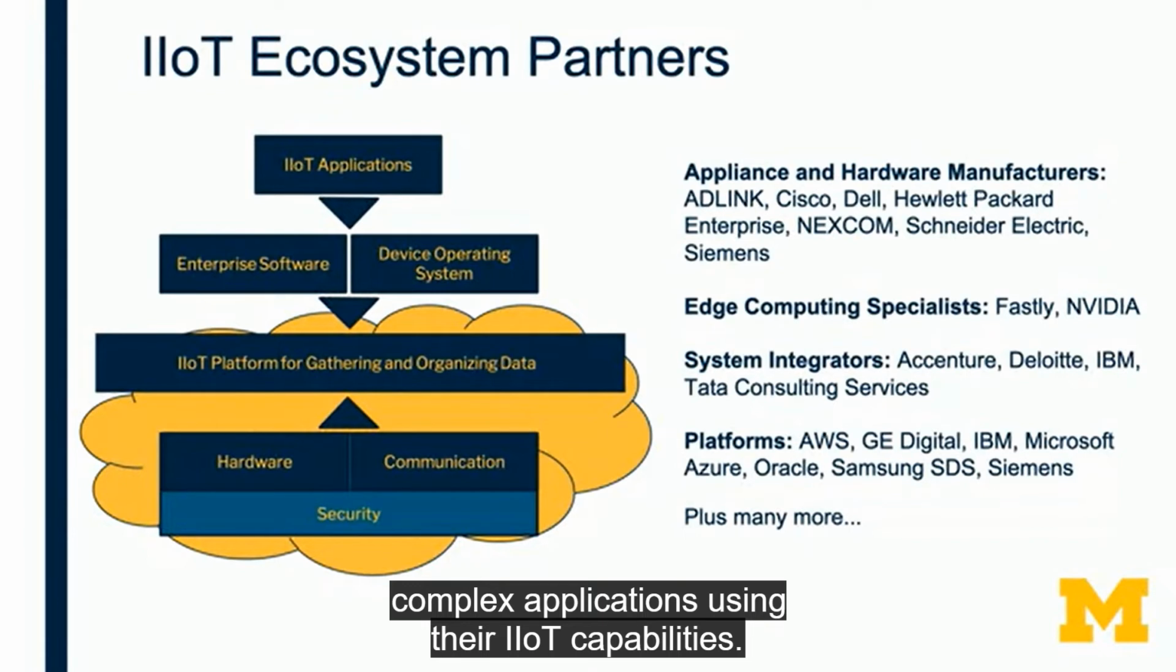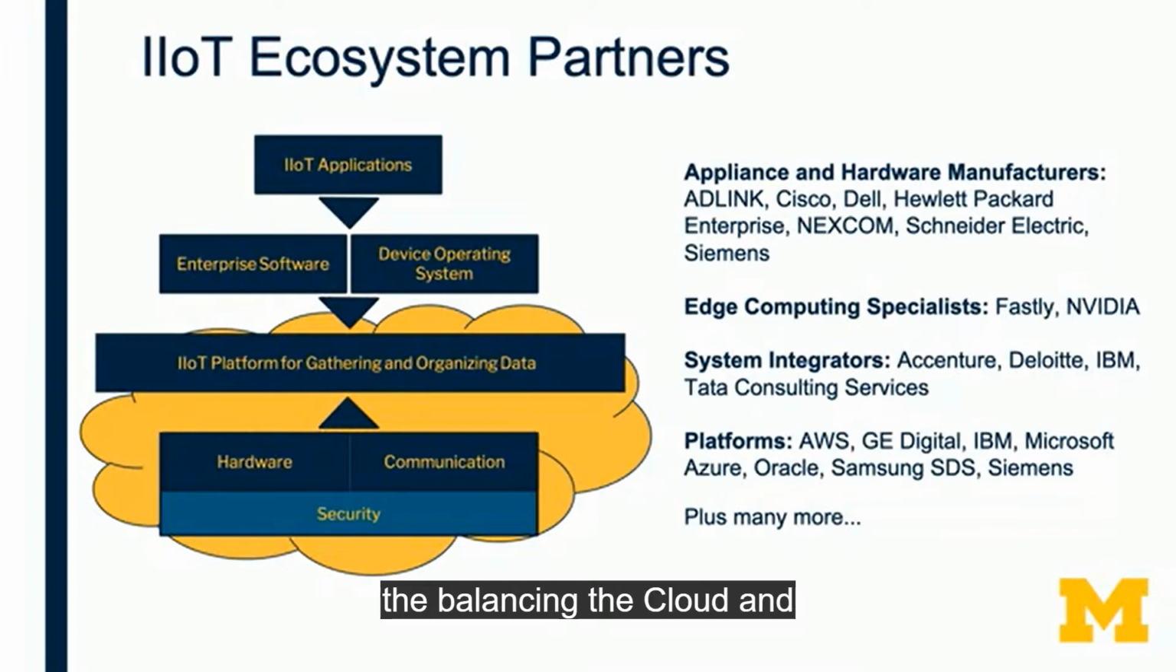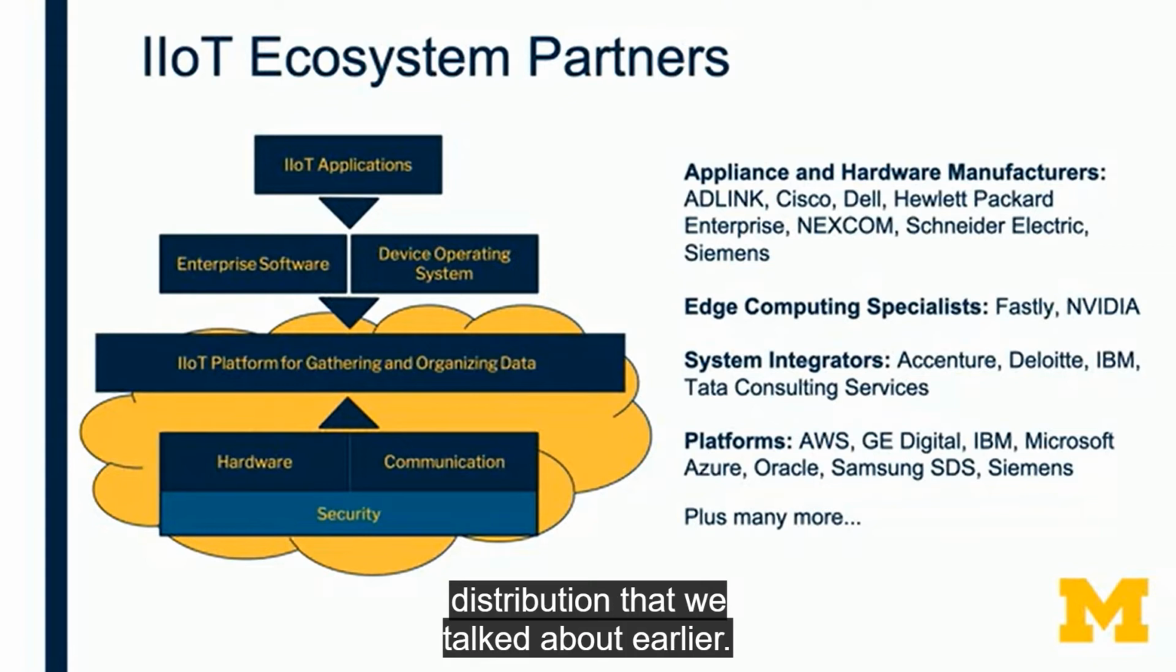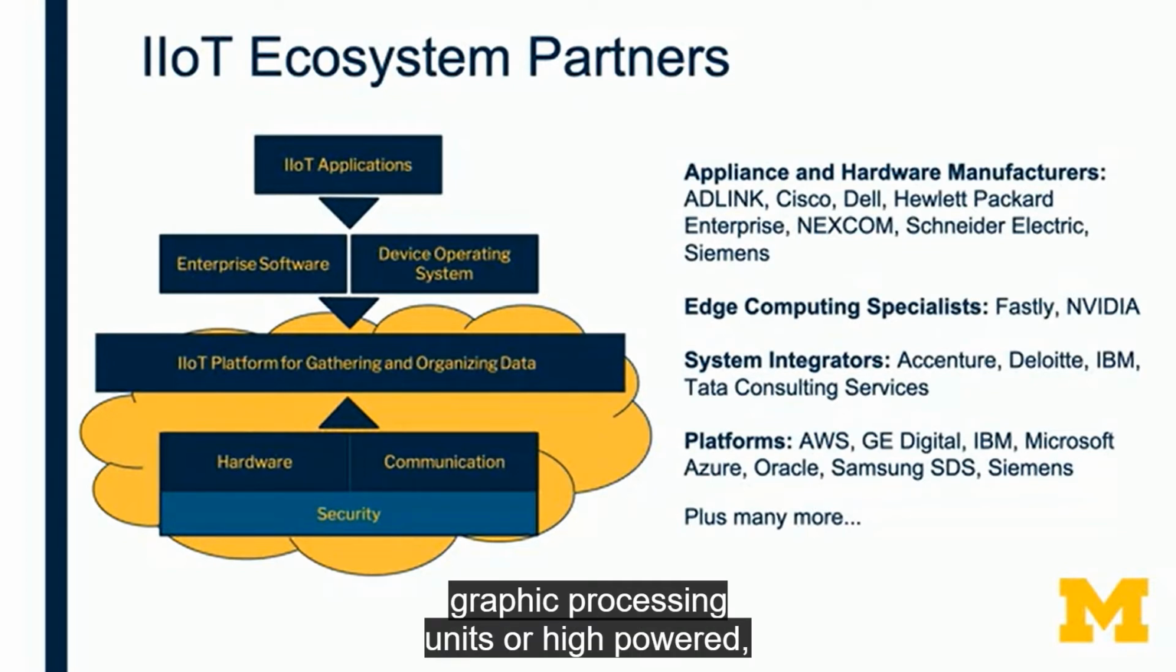You have companies like AdLink that connect the balancing of cloud and edge intelligence distribution that we talked about earlier. We have specialist companies like Fastly, which provide this edge computing platform. We have NVIDIA, which is a chip company, very dedicated to GPUs, graphic processing units, high powered, very fast chips dedicated for particular applications, so that you can put that in a specific edge application. So there are chip companies playing here.